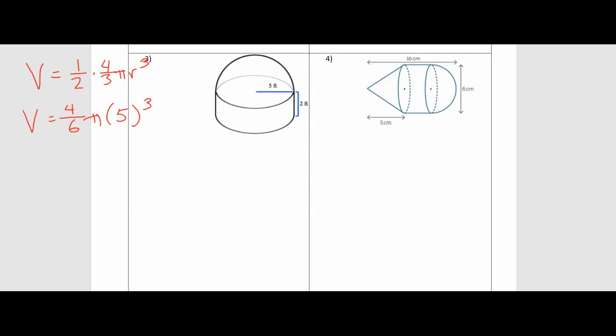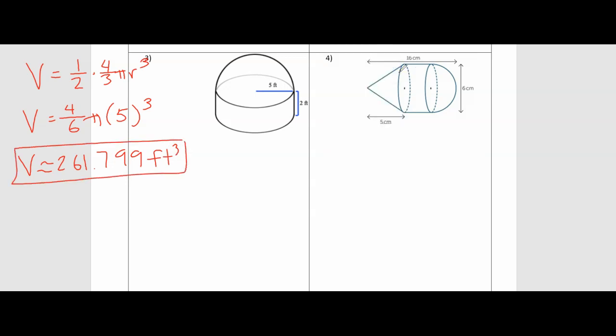It does say round to the nearest cubic unit. Since I'm in the middle of my problem, though, I'm going to go to 3 decimal places. So the volume of the hemisphere is approximately 261.799 cubic feet.